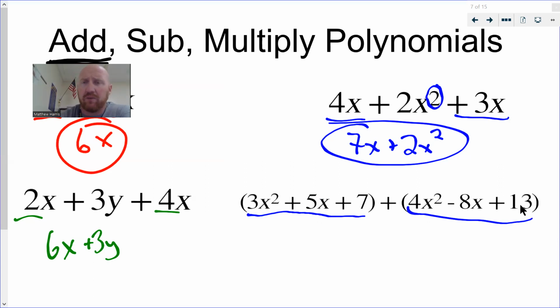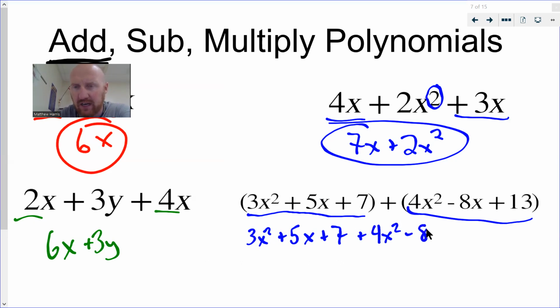Right? Well, because we're adding them, I have them in parentheses. Well, when we see something like this, technically we need to distribute the operation in between. So we're going to rewrite this one without parentheses. So 3x squared plus 5x plus 7. Now, when I distribute the plus, a plus and a plus turns this into plus 4x squared. Plus and a minus turns this into negative 8x. And a plus turns this into plus 13. So now we have this big expression here.